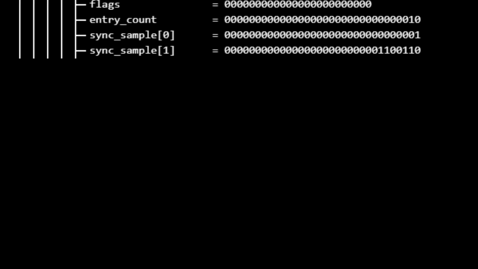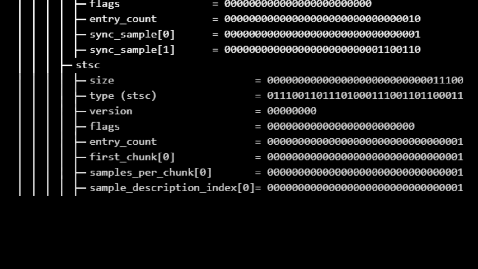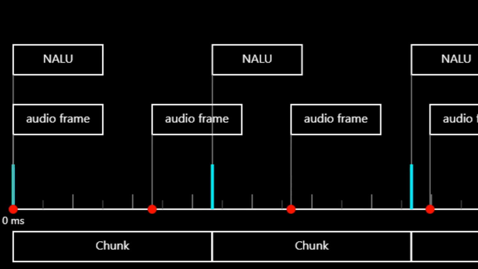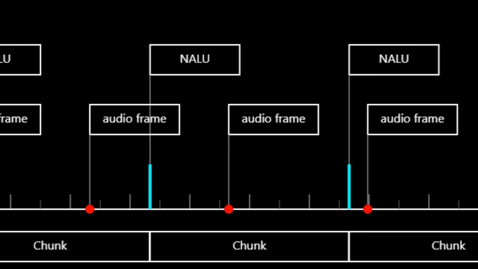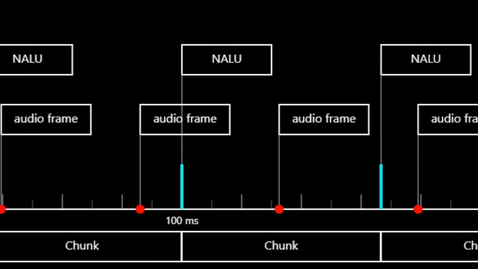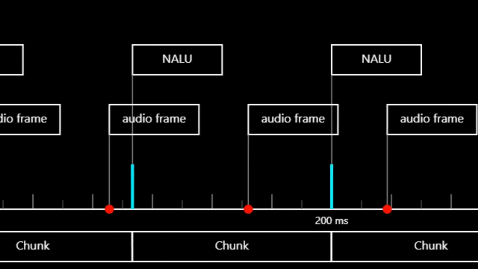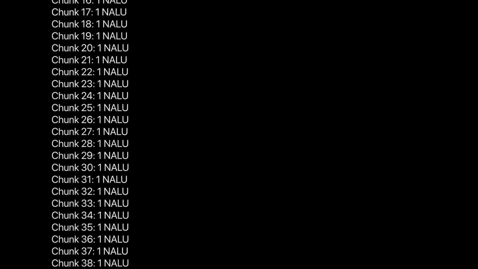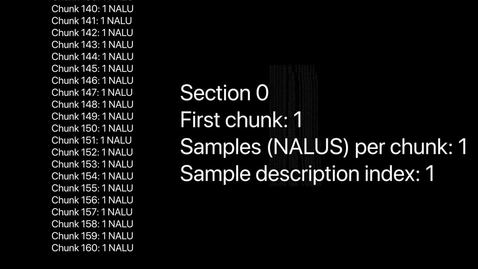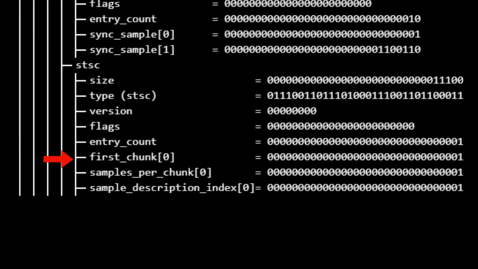Next, add the sample to chunk item, or the STSC. This item maps the NAL units and audio frames into chunks, helping with synchronization. Each chunk will contain 1 NAL unit and 1 or 2 audio frames, depending on where the audio frame falls within the duration of the NAL unit. Once we get the chunks, we will group all chunks with the same number of NAL units into a section. Then write the first chunk of the section, samples per chunk for the section, and a sample description index, which is always set to 1.